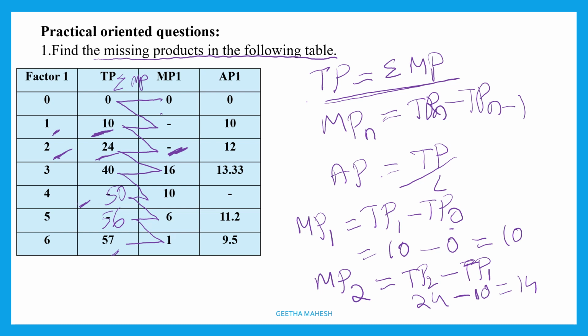So, you can write here 10, then you can write here the second one, 14. How will you find out the average product? So, we know average product is equal to total product divided by labor. So, what is the total product for this? So, that is 50. 50 divided by 4 is equal to 12.5. So, write down here 12.5. This is how you need to find out a missing product. It is important for 5 marks.